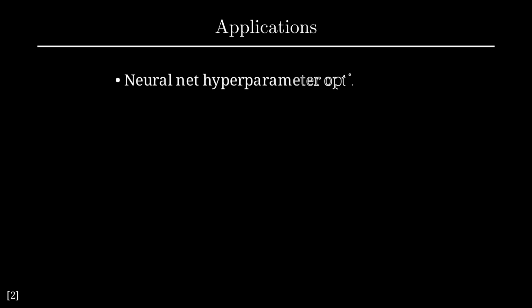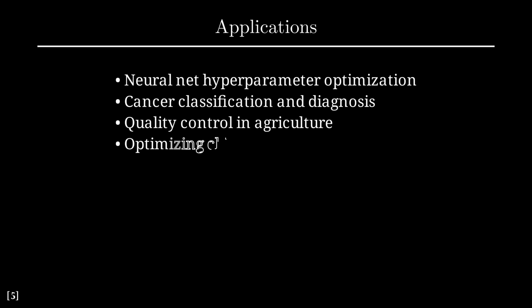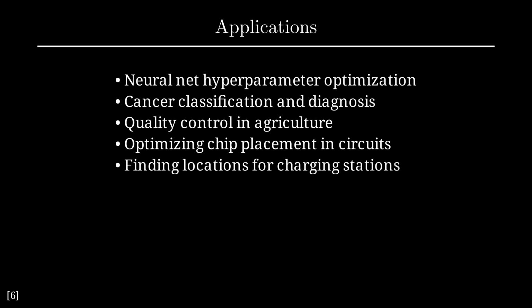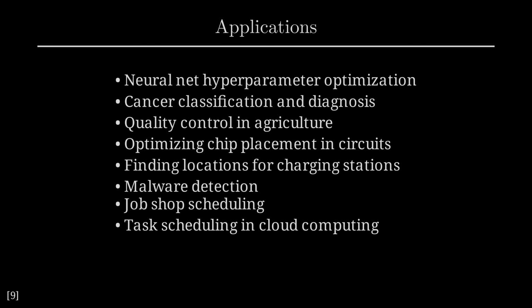There are, of course, many other applications of PSO. Because it has so few requirements, it can be applied to optimization problems in many fields. A few examples are cancer classification and diagnosis, quality control for crops in agriculture, optimizing chip placement in circuits, finding optimal locations for electric vehicle charging stations, malware detection, the job shop scheduling problem and task scheduling in cloud computing. So you can see the applications are mostly limited by your imagination.